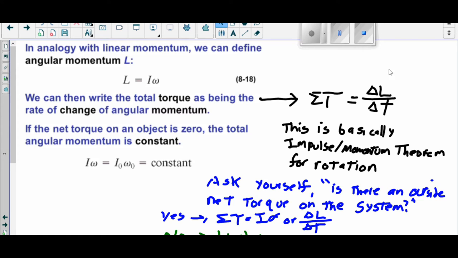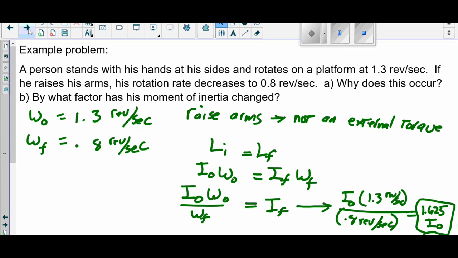Okay. And the opposite of this is also true. So if there is no net torque, then there is no change in angular momentum. So if there's no external torque, then the angular momentum you started with has to be equal to the angular momentum that you ended with. Okay, and we saw that in the demonstration. So here's an example problem that kind of goes along with that.